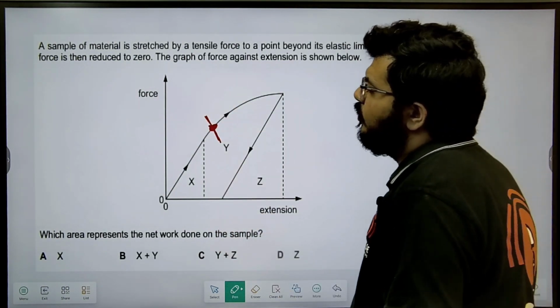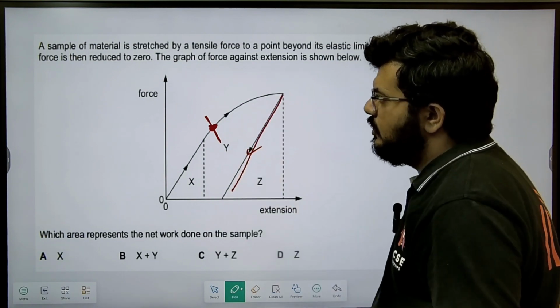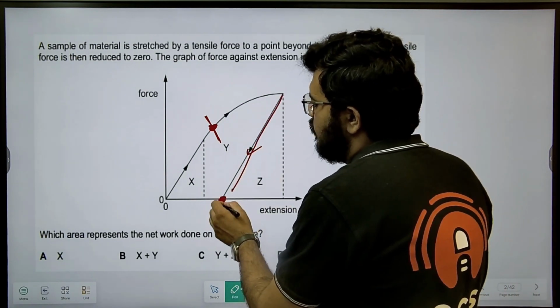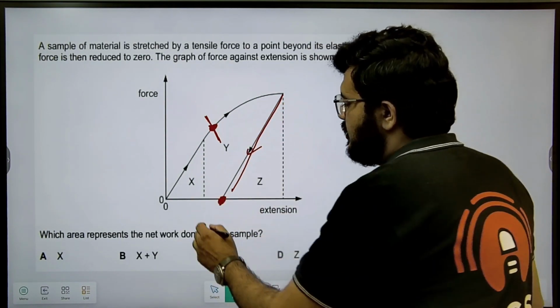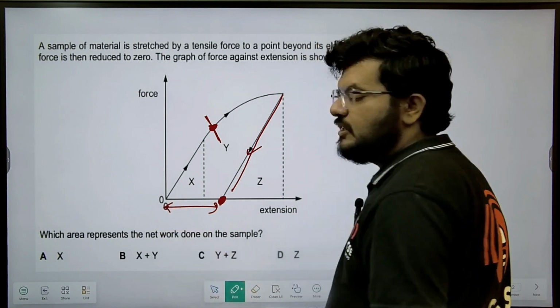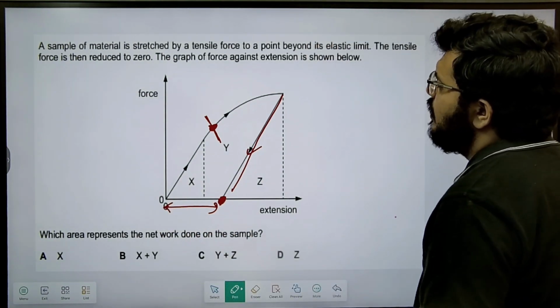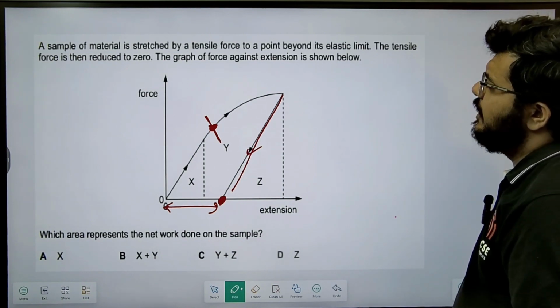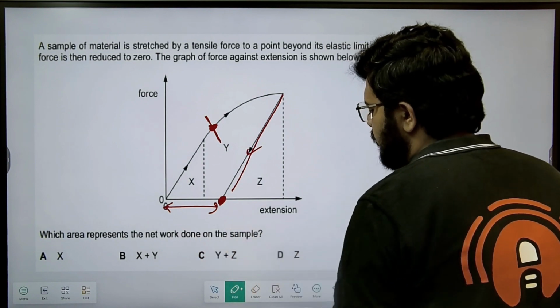The tensile force is then reduced to 0. Okay, then it is brought down to its original 0 position. But because there is plastic deformation, this is the permanent extension in the wire. Okay, the graph of force against extension is shown. Which area represents the net work done on the sample?